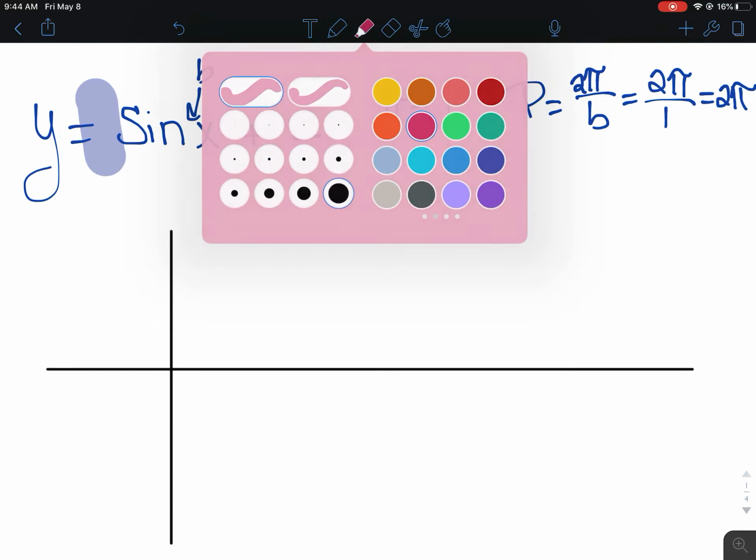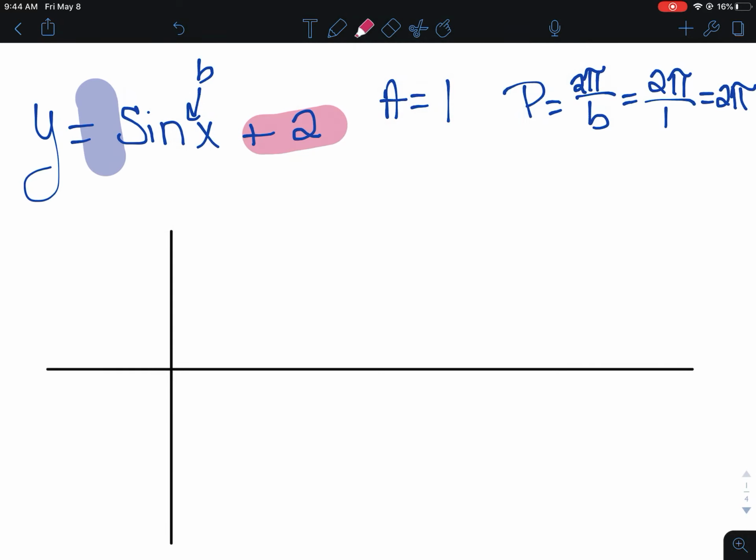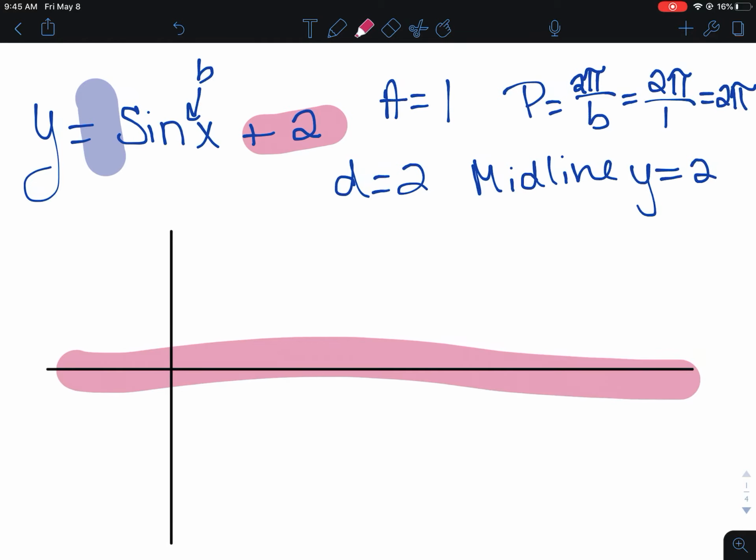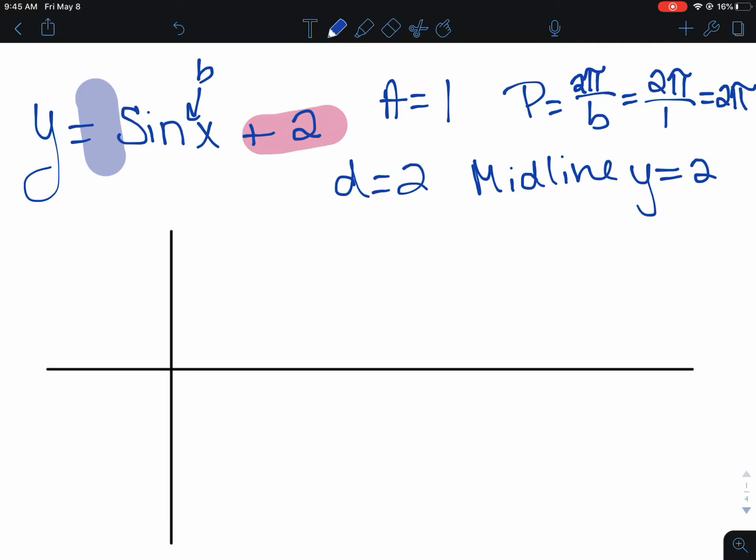All right. Before you draw in the amplitude, we want to take into account this final value here, this plus 2. Because it's outside of the parentheses, this is d, and so our midline is the equation y is equal to 2. So instead of our graph being centered on the x-axis here, it's going to be shifted up 2 spaces. So what I first want you to do is draw in a new midline. Actually, there we go, use the powers of notability.